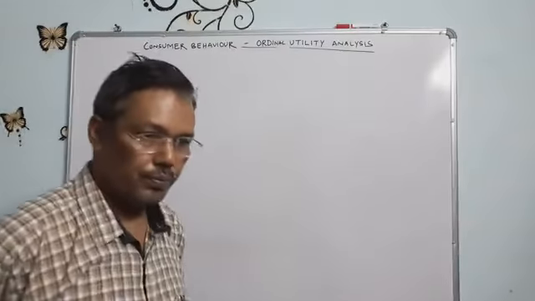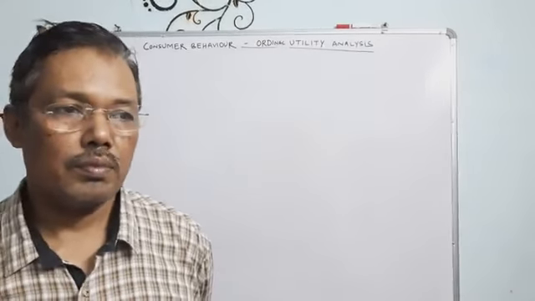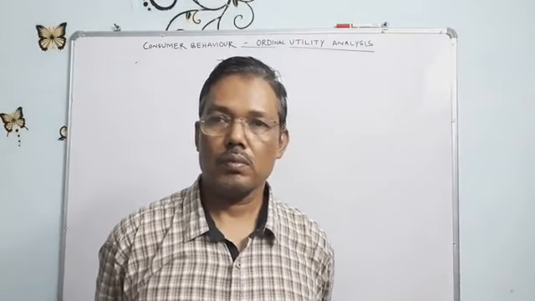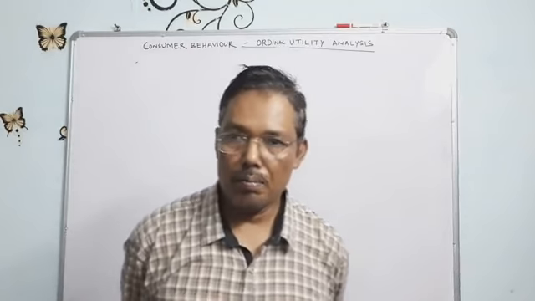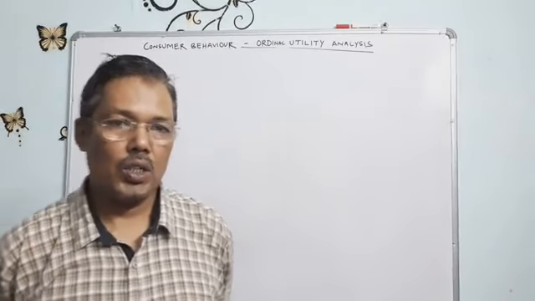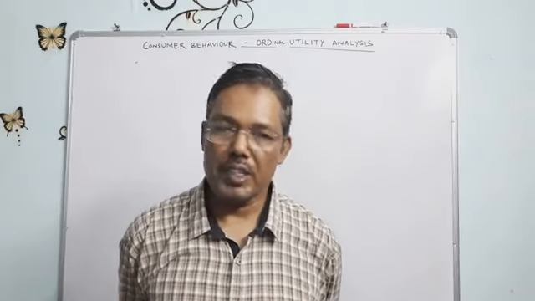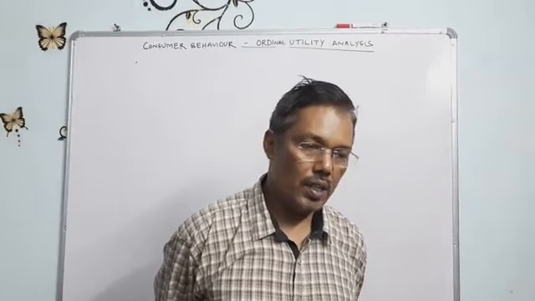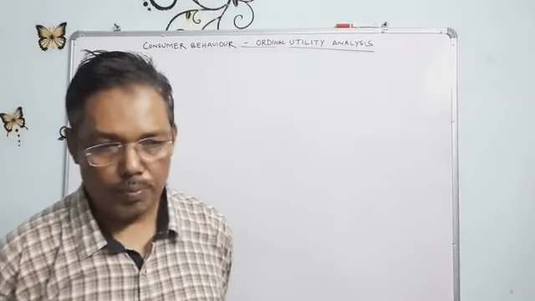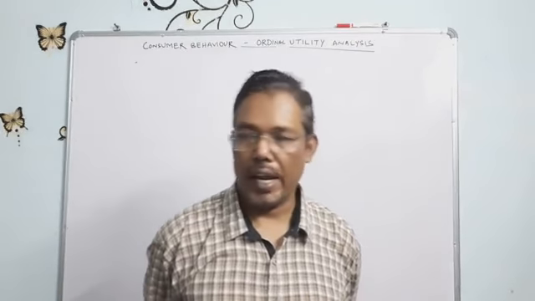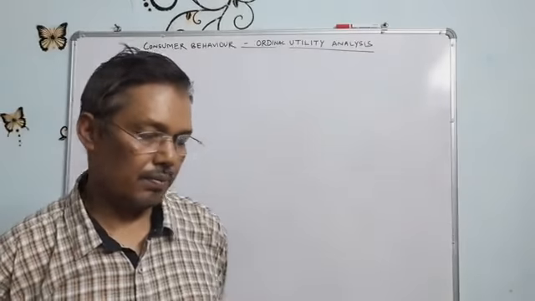Last period, we were discussing the utility approach: marginal utility, total utility, the law of diminishing marginal utility, and consumer's equilibrium, for the single commodity case and the two commodities case.